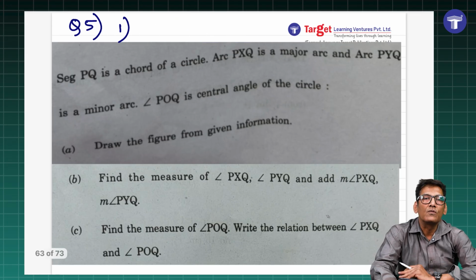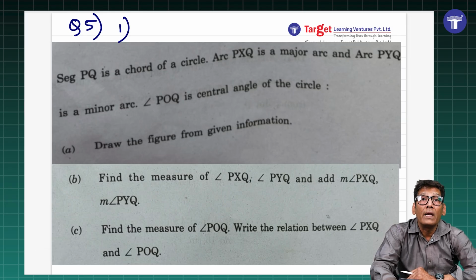The next question is question number 5.1. There's again a non-textual question. This is called an open-ended question. There are no measures given there. So you have to draw the diagram and write your own measures.